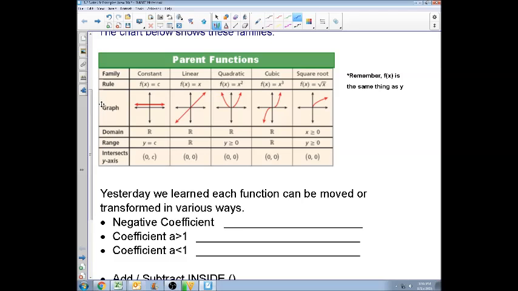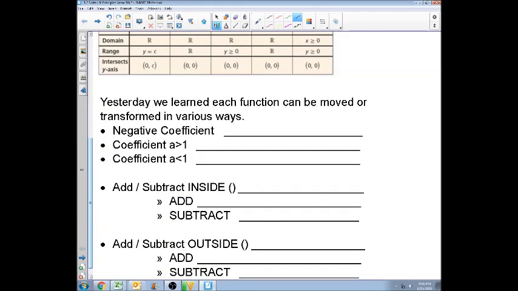All right, so let's continue down here. Yesterday we learned each function can be moved or transformed in various ways. The negative coefficient, what did we learn about what happens if there's a negative in front of our parent function yesterday? Well, that means it's going to reflect over the x-axis. How about if the coefficient a is greater than 1? That means that there is a whole number in front of our x. Then we are going to stretch by a factor of whatever our coefficient or the number in front of our x is.